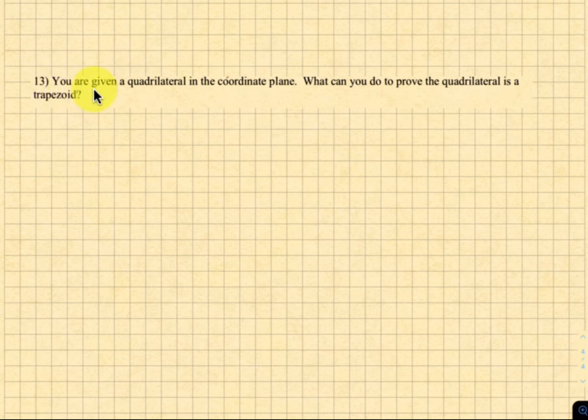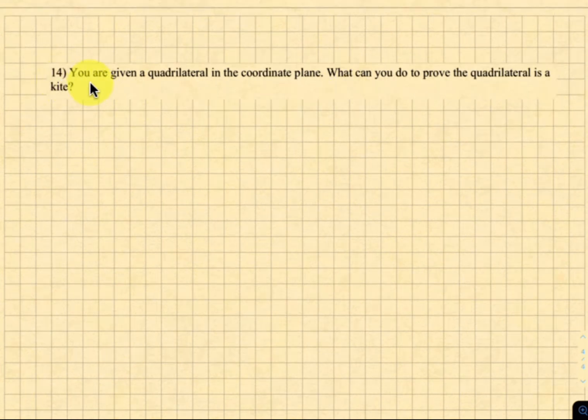And number 13, you're given a quadrilateral in the coordinate plane. What can you do to prove the quadrilateral is a trapezoid? Well, you need to prove that there is 1 pair of parallel sides, so you would need to show all 4 slopes.